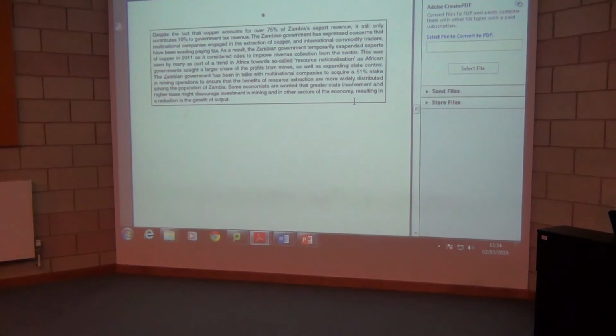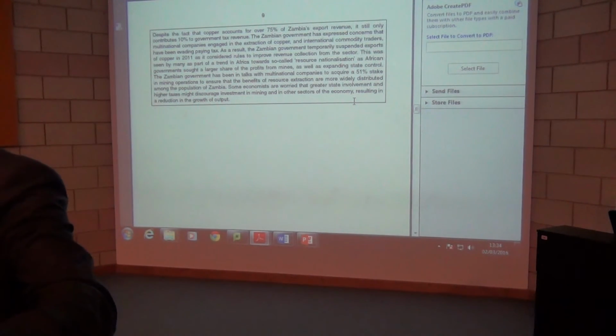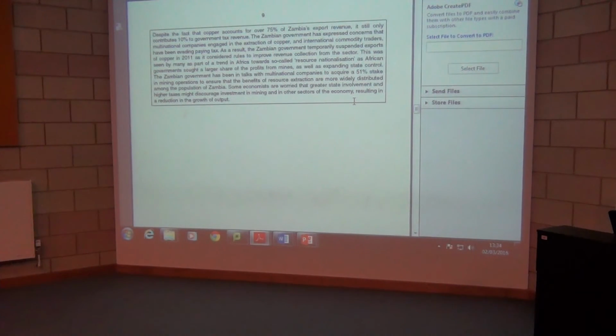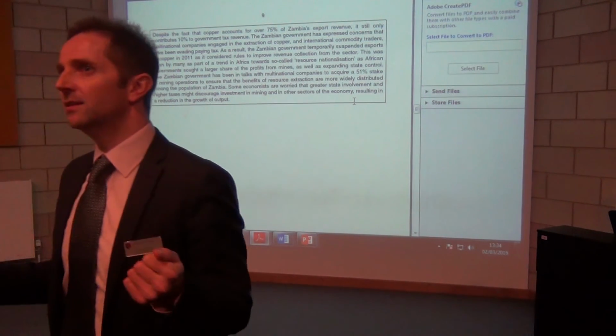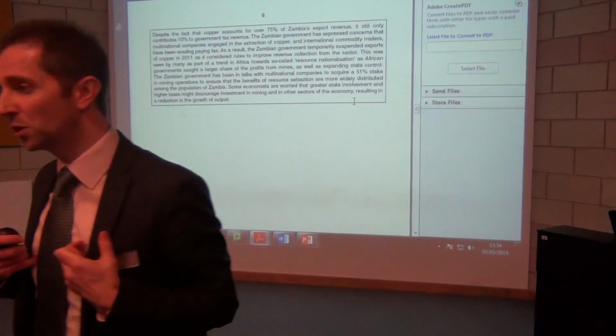So, you're told here halfway down, it talks about, this was seen by many as part of a trend in Africa towards what's known as resource nationalisation. And I think that there's potential here, and there's certainly scope to get into, and we don't have time to get into it today, a little bit of analysis with regard to the fact that nationalised industries are inherently very inefficient, whereas privatised industries, profit-seeking, tend to be much more efficient. So why on earth would the Zambian government want to renationalise and take these things back under state control?